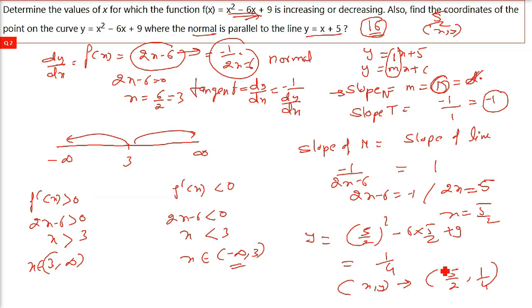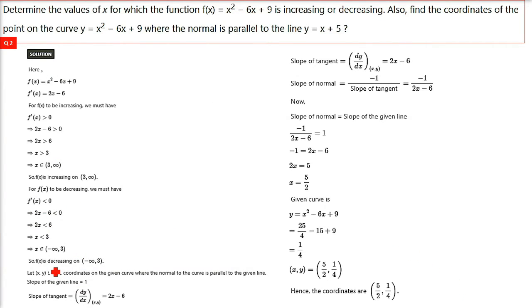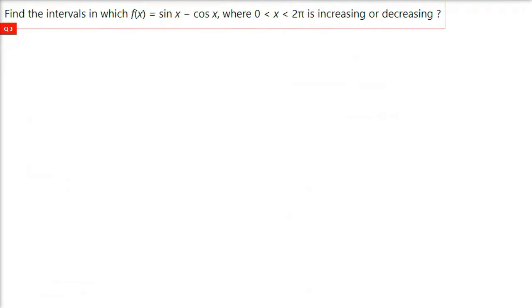This is your coordinates. Now let me show you how you are going to write and solve it, because verbally I told you and explained the logic, but how you are going to write is all here. Just follow this. Now there are a few questions related to trigo, that is trigonometry.